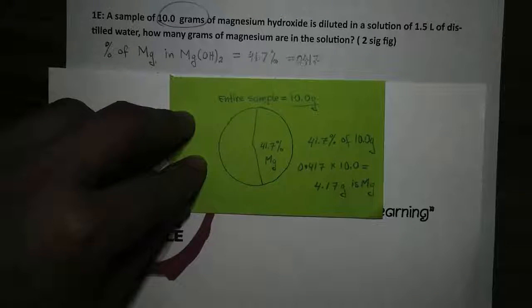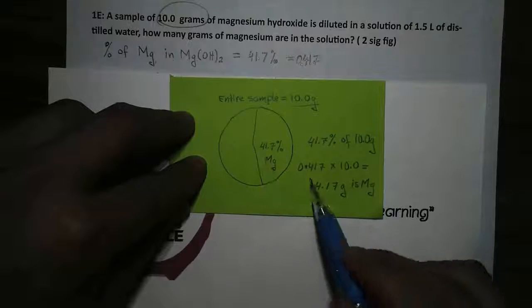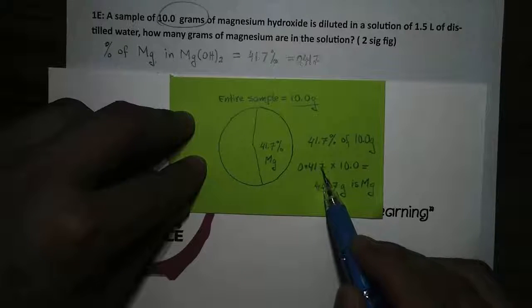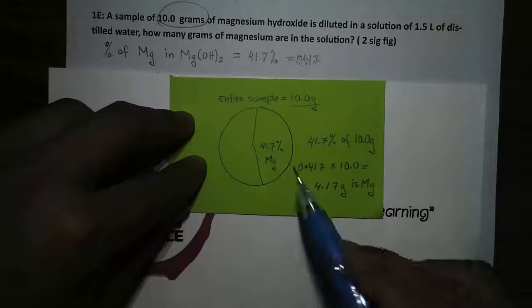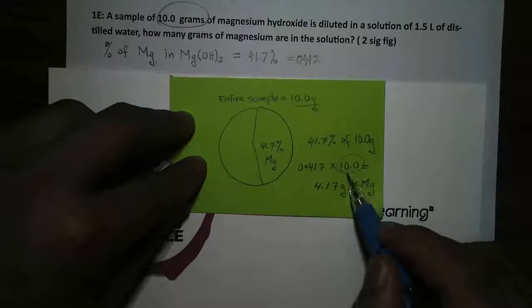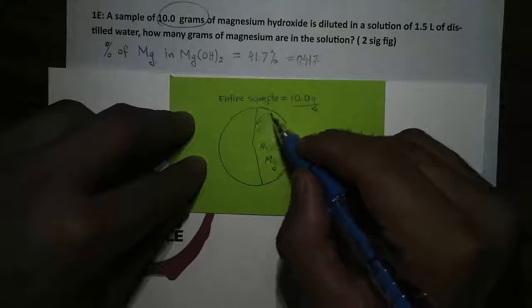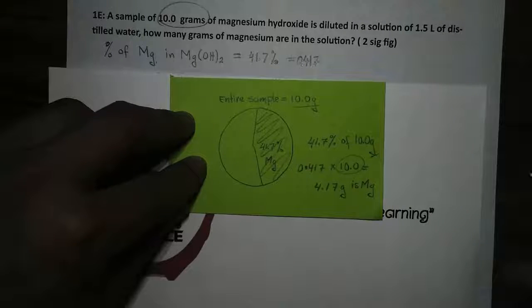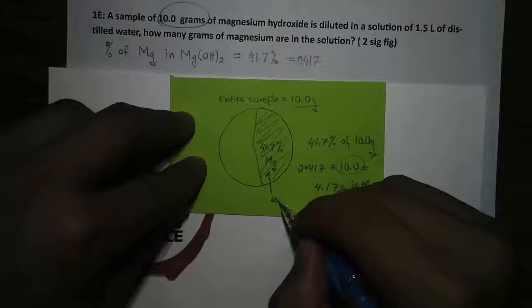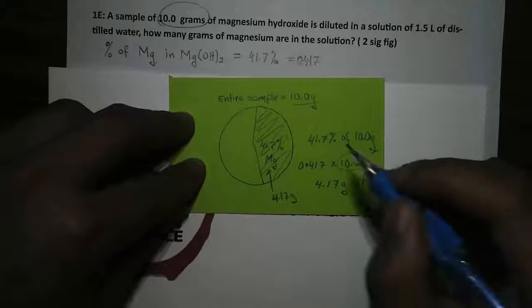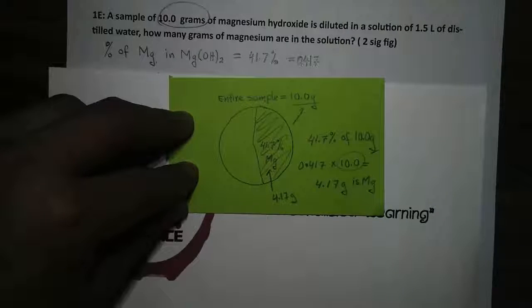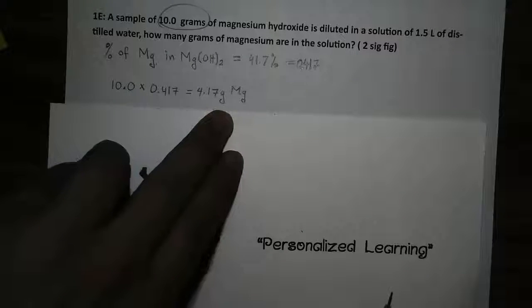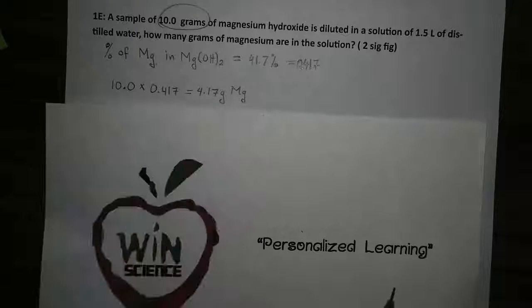When you have a percentage of a whole, all you have to do is multiply the decimal, 0.417 in this case because we have 41.7%, times the total of the sample, and that will give you whatever unit we are looking for. Specifically in this case, it is grams. So this is equal to 4.17 grams, where the whole thing is equal to 10.0 grams. You see how that works? So what does that tell you? We can find directly using percentage the grams of magnesium. And that's all we have to do for that problem.